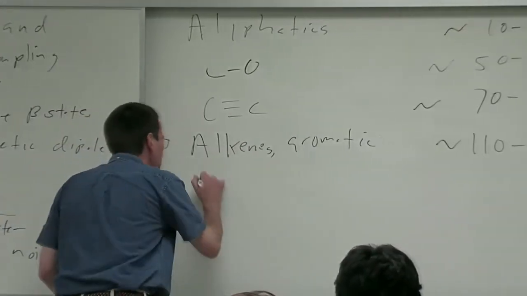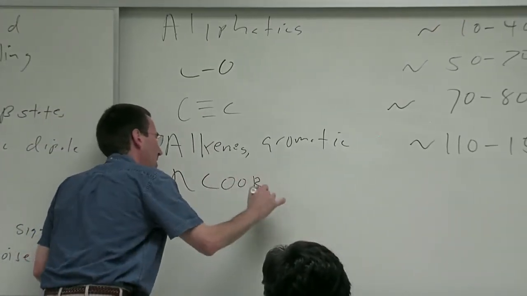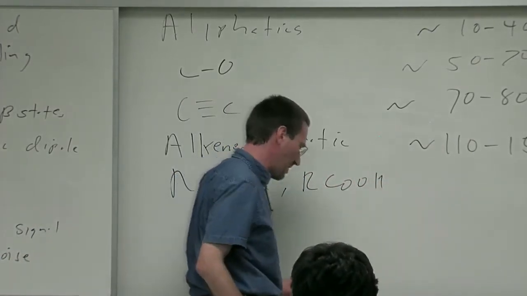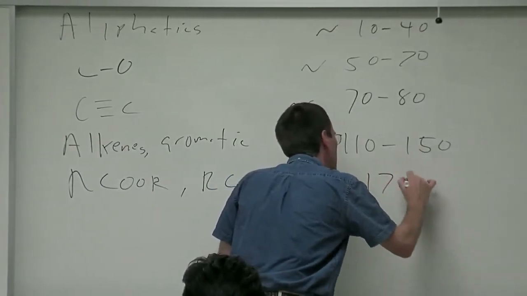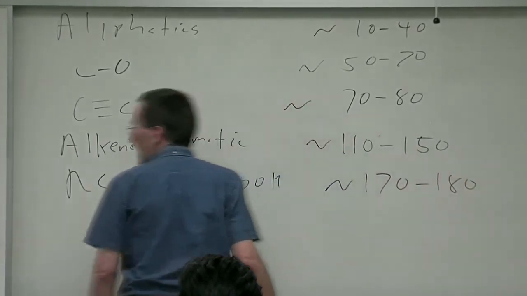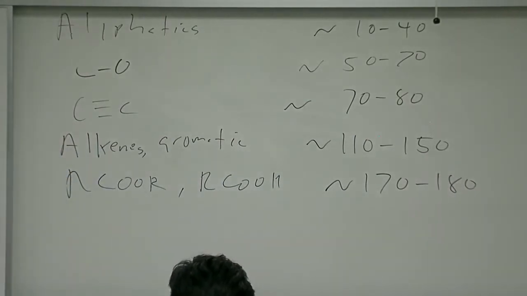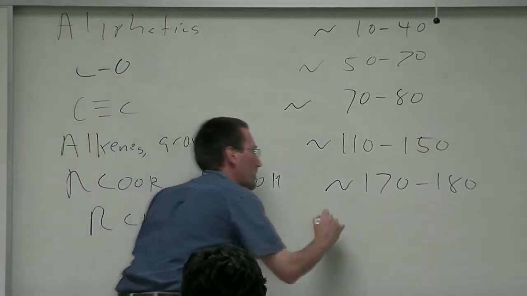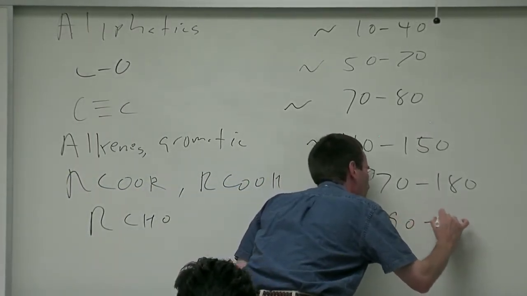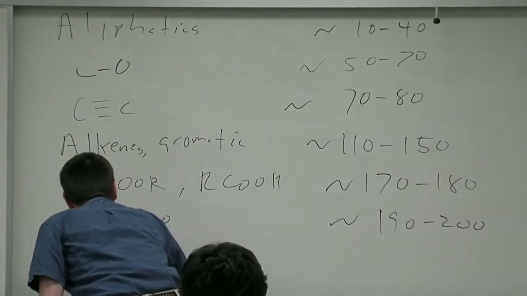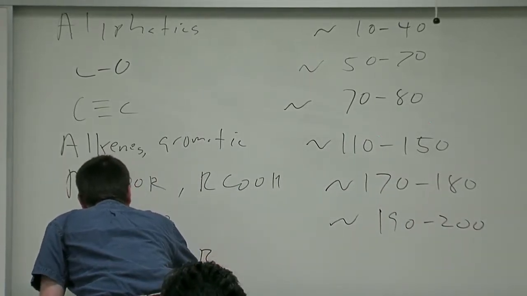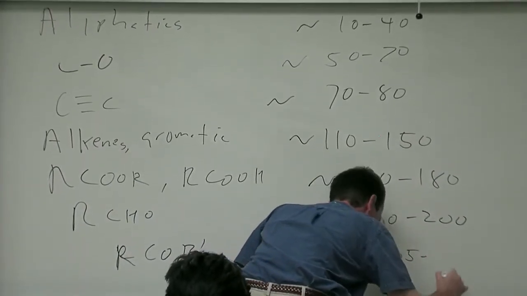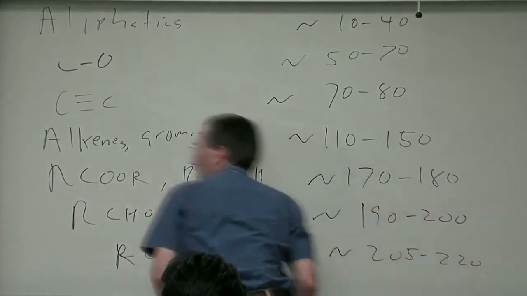Carbonyls, esters, and carboxylic acids get a little bit of a resonance effect, so they show up a little less far downfield than some of the others, let's say about 170 to 180 parts per million. Aldehydes show up a little further downfield, let's say about 190 to 200 ppm. And ketones, RCOR prime, let's say about 205 to about 220 ppm.